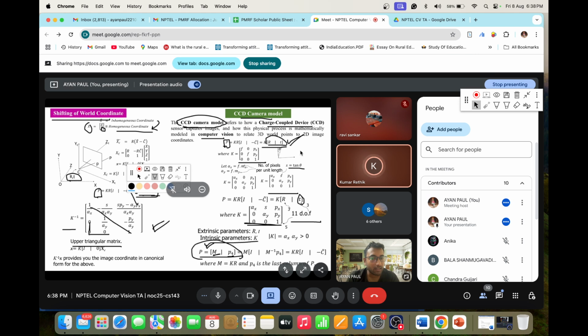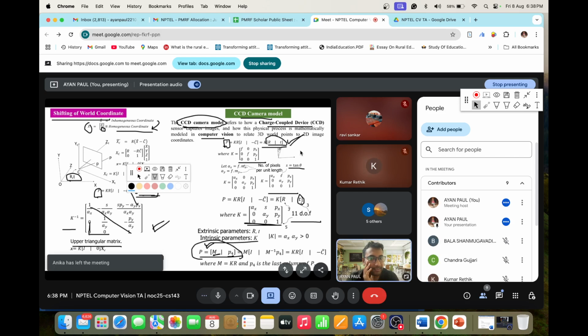Can you explain what is this K inverse? K inverse, the inverse of the K matrix. K is the camera calibration matrix. There is a property regarding the inverse of the K matrix, that whenever we are doing K inverse, we are getting an upper triangular matrix. So this is a property of the K inverse matrix.